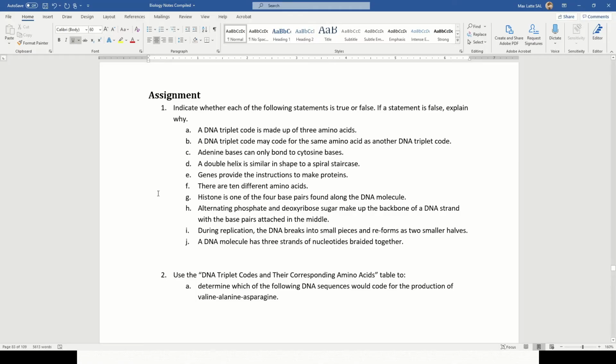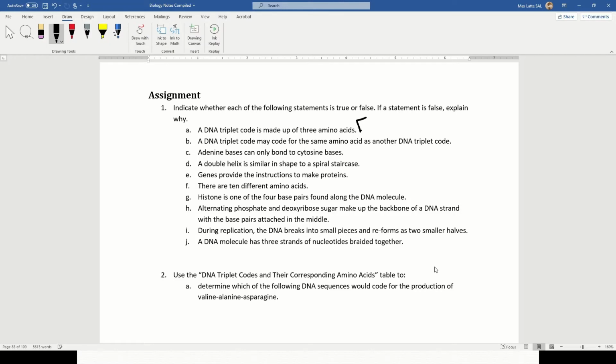Okay, so we're going to start off with our assignment here. Indicate whether each of the following statements is true or false. If false, explain why. A DNA triplet code is made up of 3 amino acids. This is false. It's not made up of 3 amino acids. It's a triplet code, made of 3 nitrogen bases, 3 nucleotides, and that tells us the amino acid to make. Right? A DNA triplet code can code for the same amino acid as another triplet code. Yes, true.